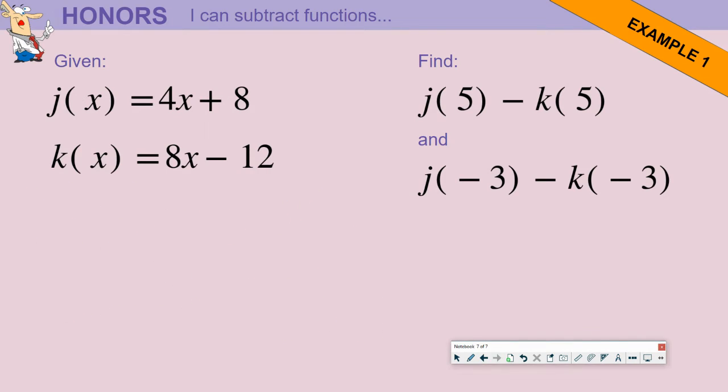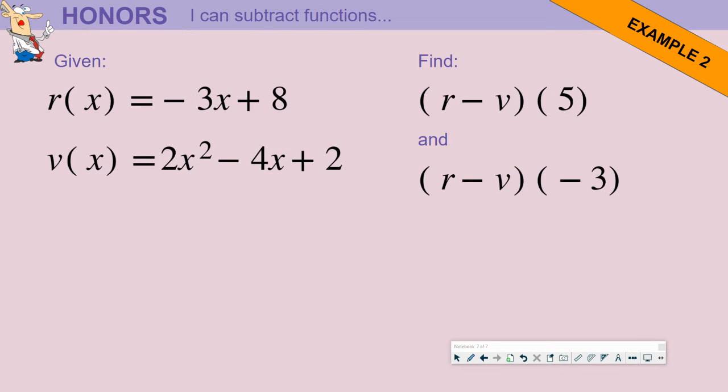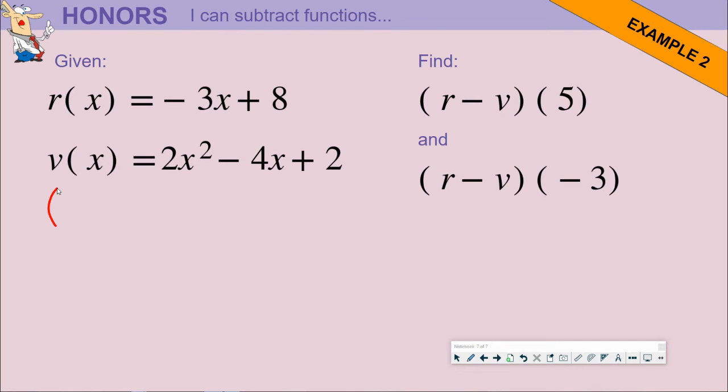Okay, now let's look at it doing the evaluation first. So our next example is similar to what you'll see. This one is r minus v of 5, and then r minus v of negative 3. And of course, the implication is we combine the expressions first, and then we put in the value. So to do that, we're going to go ahead and combine these expressions.